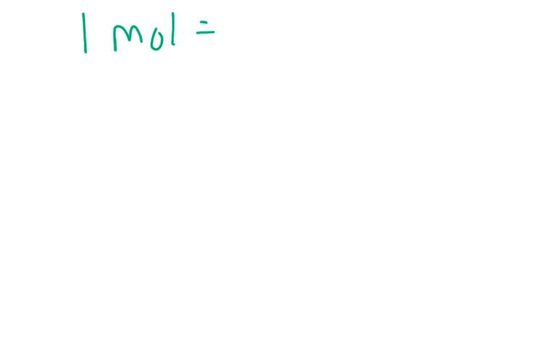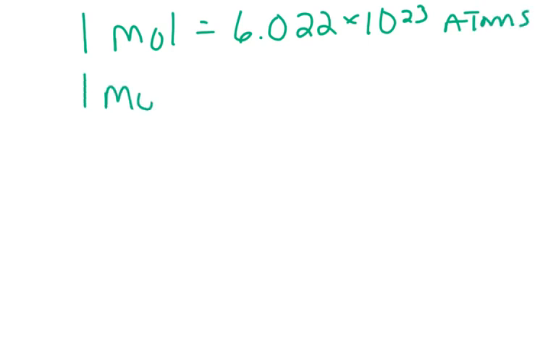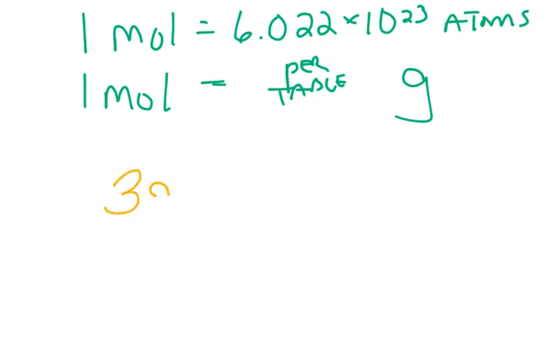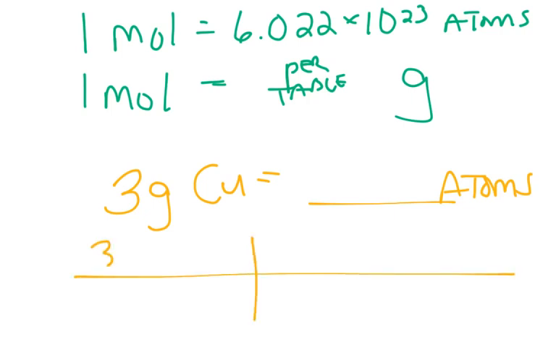If you're feeling squirrely, you could even go one step farther, okay? So we know 1 mole is 6.022 times 10 to the 23rd atoms, pieces, particles, molecules, whatever. We also know that 1 mole is equal to the mass in grams off the periodic table, and that varies by element. So let's say I ask you, you have 3 grams of copper. How many atoms is that? Well, this time when I set up my conversion, I've got to kind of think this through. I have 3 grams of copper, so this is grams of copper, this is atoms of copper.